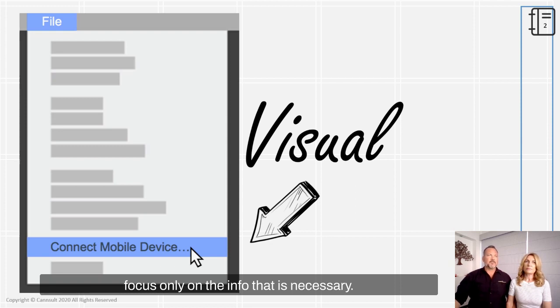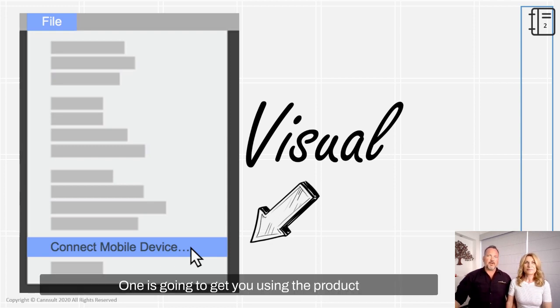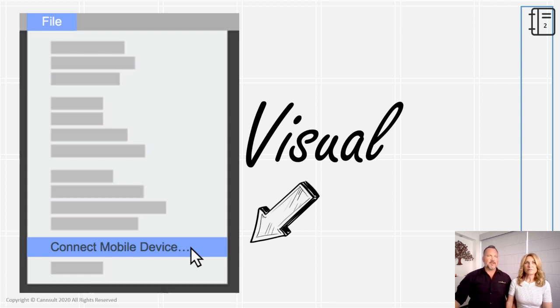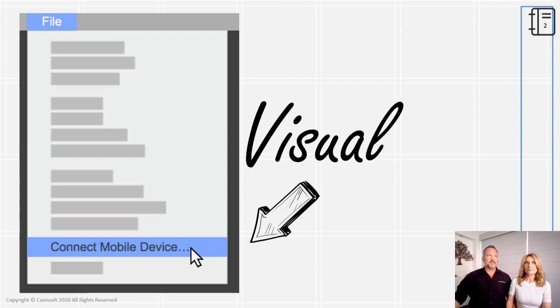Documentation can quickly go from here's how to use this if you're unfamiliar and have limited experience to here's an unedited transcript of everything our engineer has told us about this obscure application. One is going to get you using the product right away, while the other will result in a lot of wasted time and frustration. Documentation about the new process isn't just about capturing information. It's about presenting it in a way that's easy to read, usable, and actually helpful for your audience.